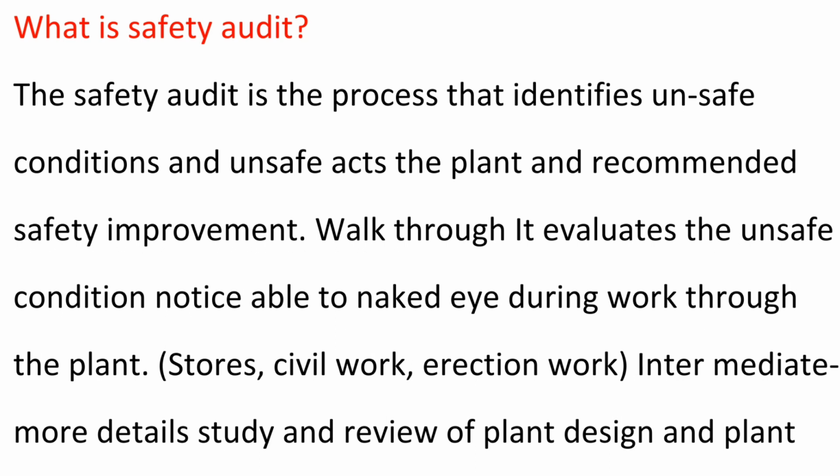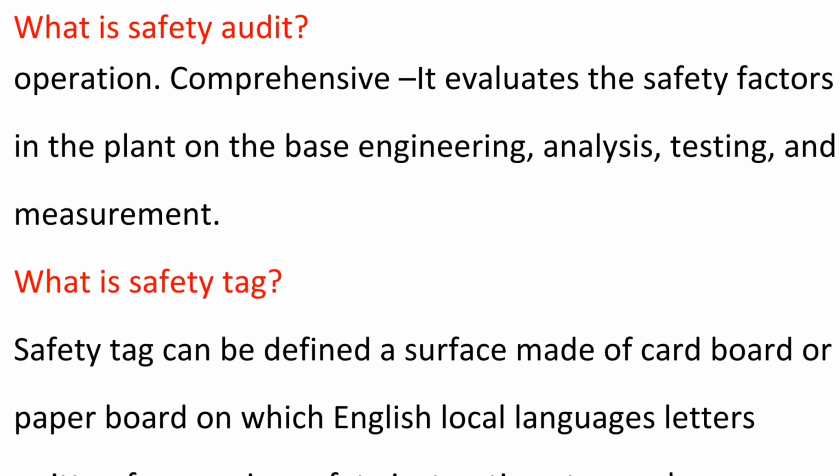Walkthrough: it evaluates the unsafe conditions noticeable to the naked eye while walking through the plant, stores, civil work, erection work. Intermediate: more detailed study and review of plant design and plant operation. Comprehensive: it evaluates the safety factors in the plant on the basis of engineering, analysis, testing, and measurement.